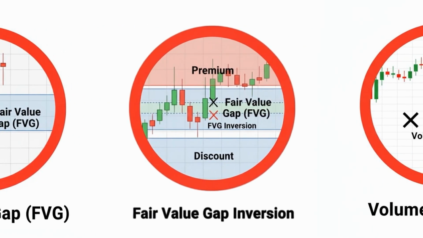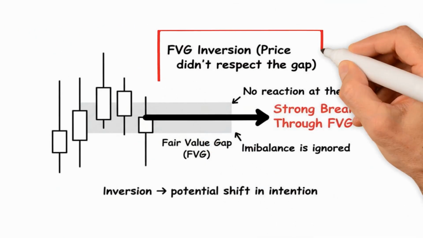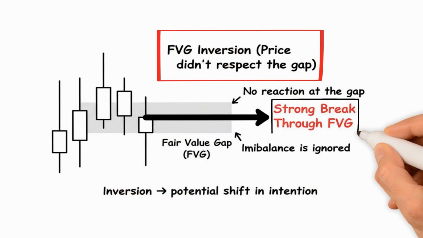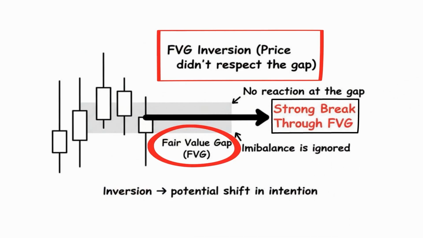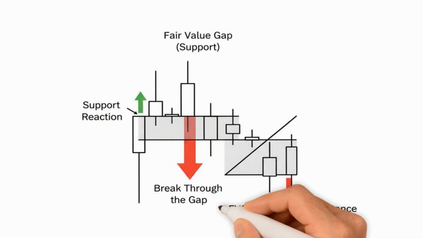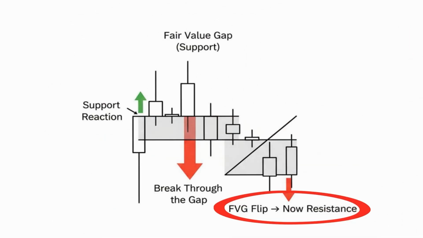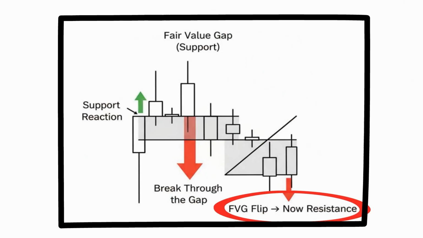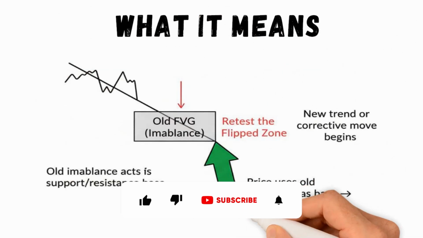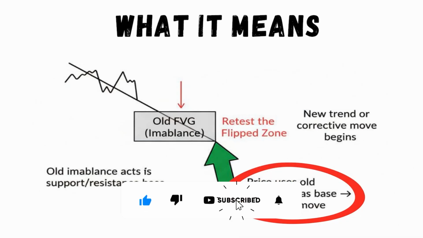Fair value gap inversion. Sometimes price doesn't respect a fair value gap. It breaks right through it. In ICT terms, this is called an FVG inversion. After breaking, the gap flips from support to resistance or vice versa, just like a trend line or previous high-low. What it means: price is using the old imbalance as a base for the opposite move.